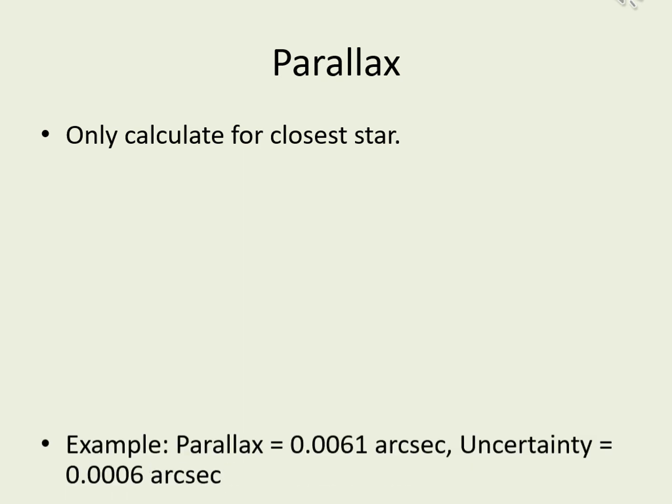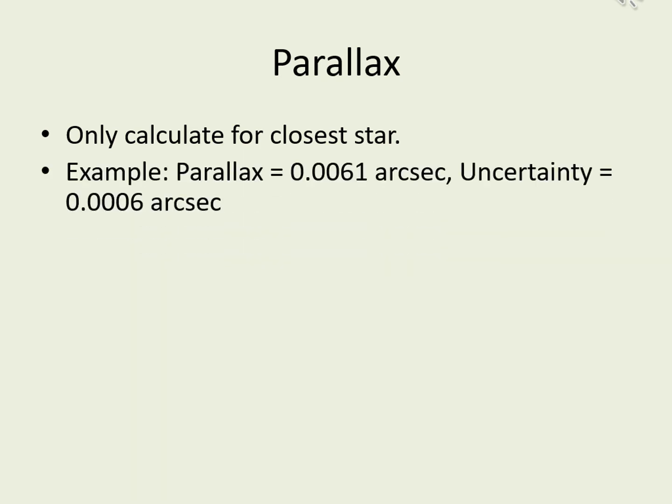Let's give an example of a star with a parallax of 0.0061 arcseconds, with a parallax uncertainty of 0.0006 arcseconds. First, we calculate the distance using the parallax measurement. This gives 3.26 light years divided by 0.0061 arcseconds, leaving us with a distance of 534 light years.